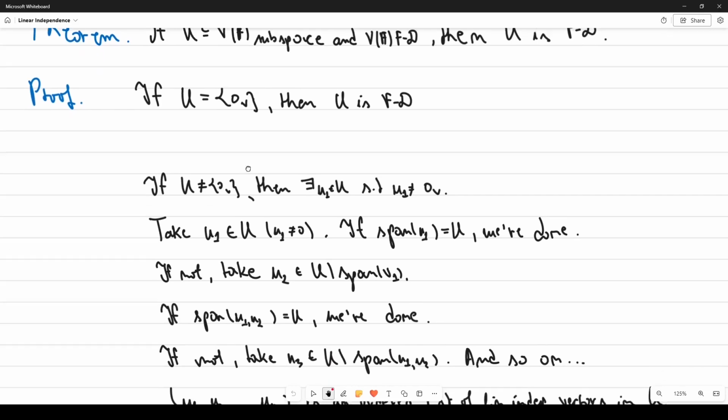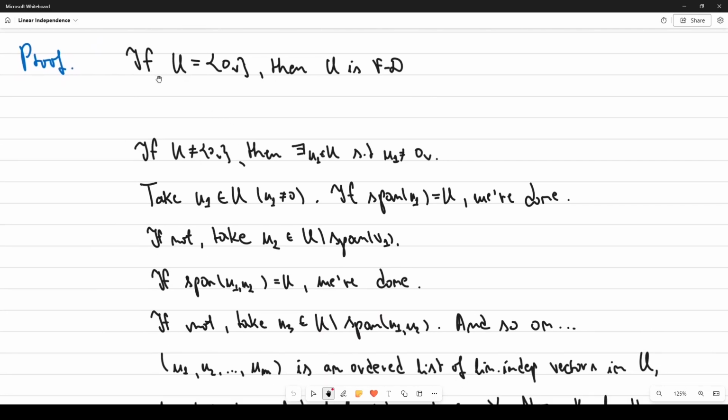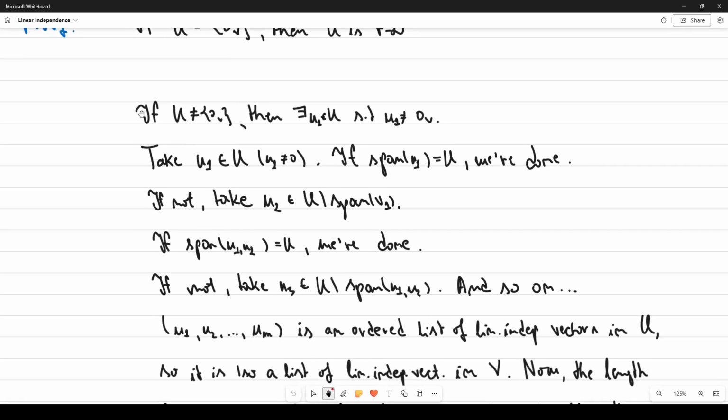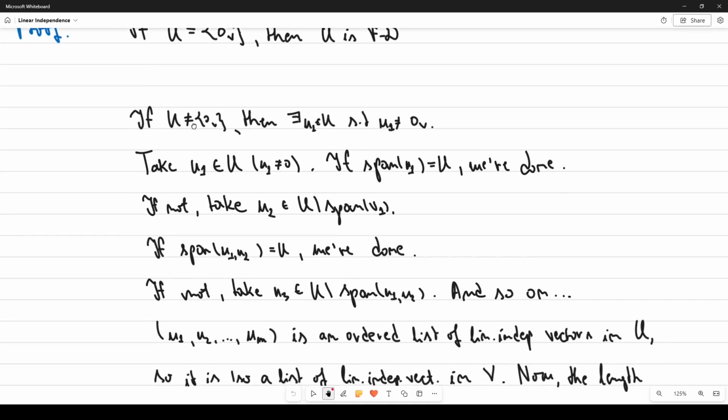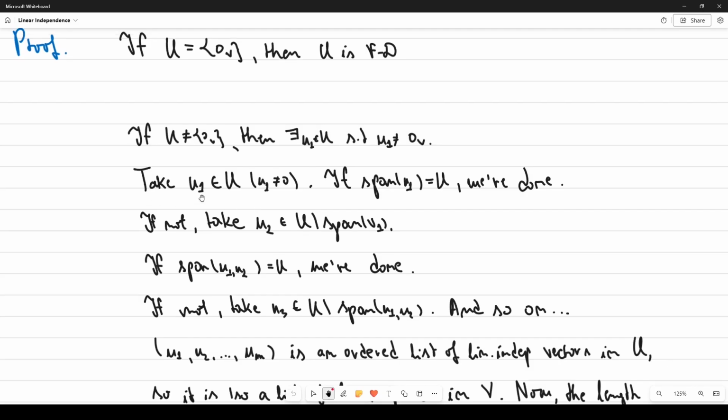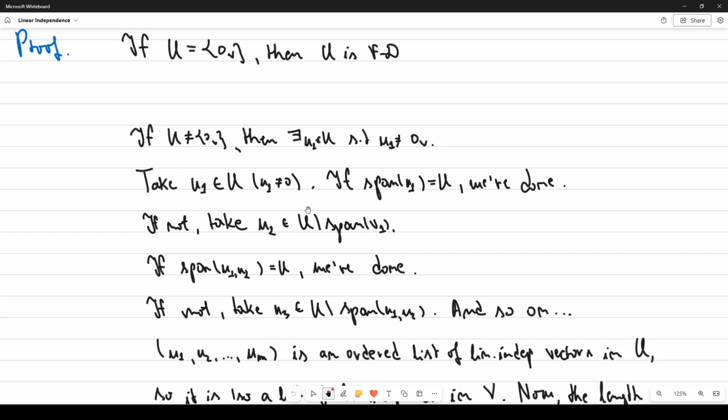So let's show this. Well, if U is equal to just the zero subspace, then U is finite dimensional. For just take the span of the zero vector and you will get this subspace. So it's finite dimensional. So if it is not equal to the zero subspace, well, that means there must exist at least one vector, we will take some u1, such that it is different from the zero vector.